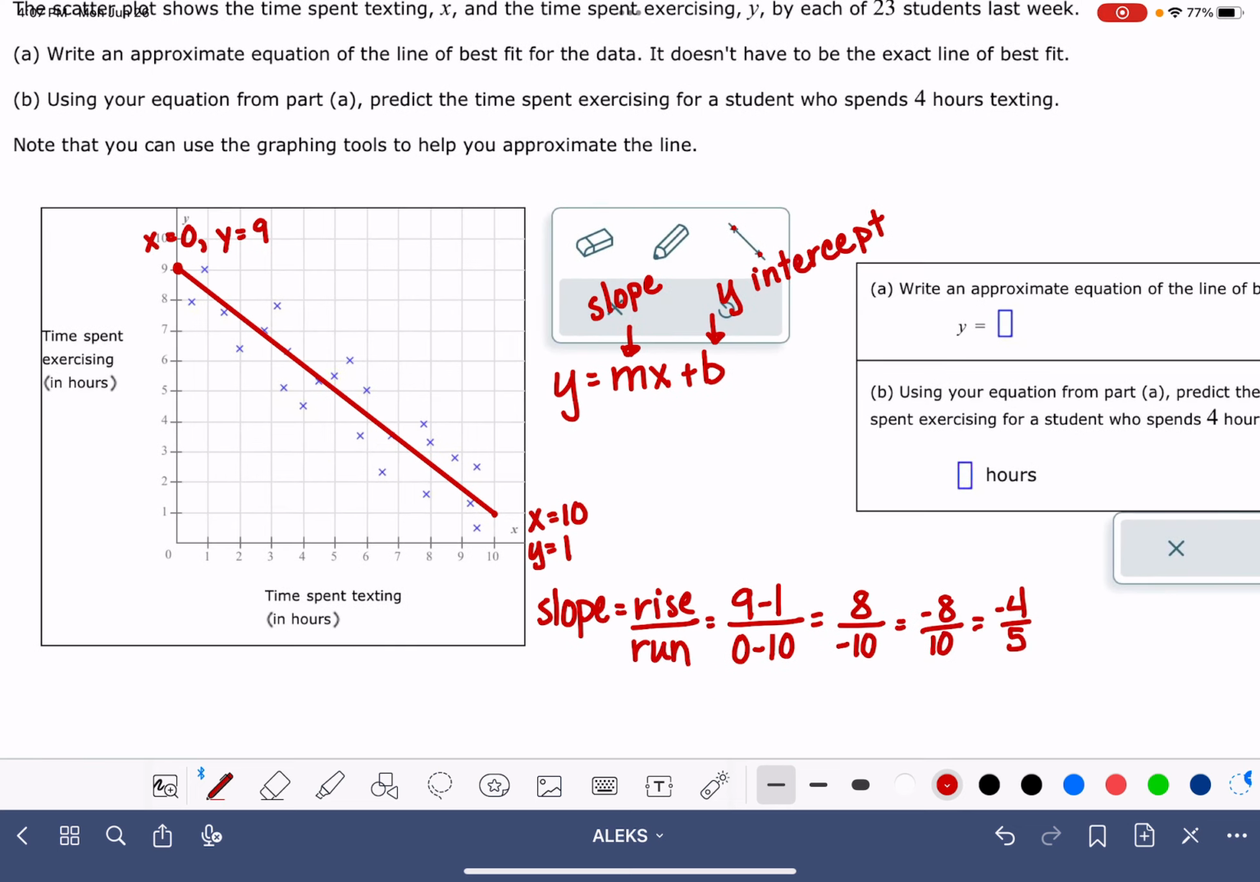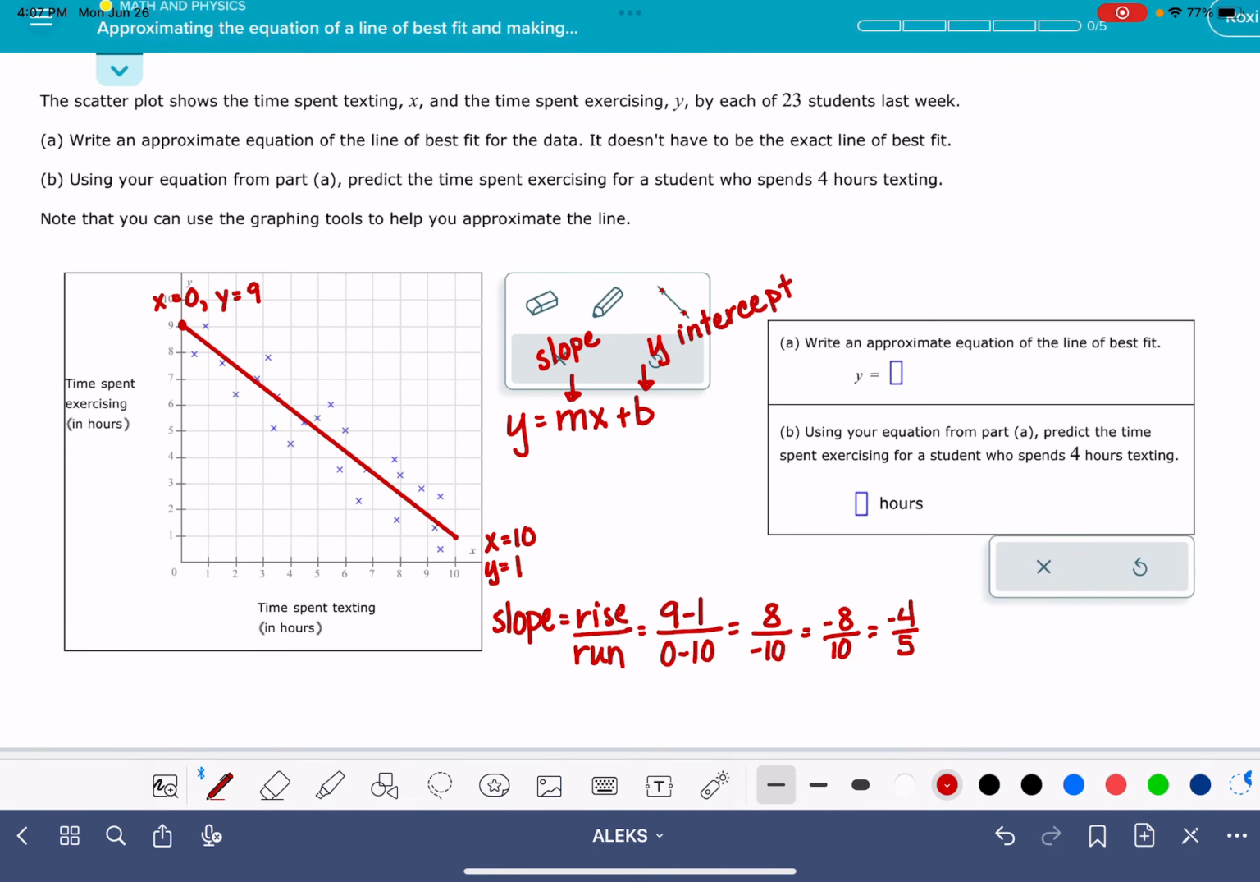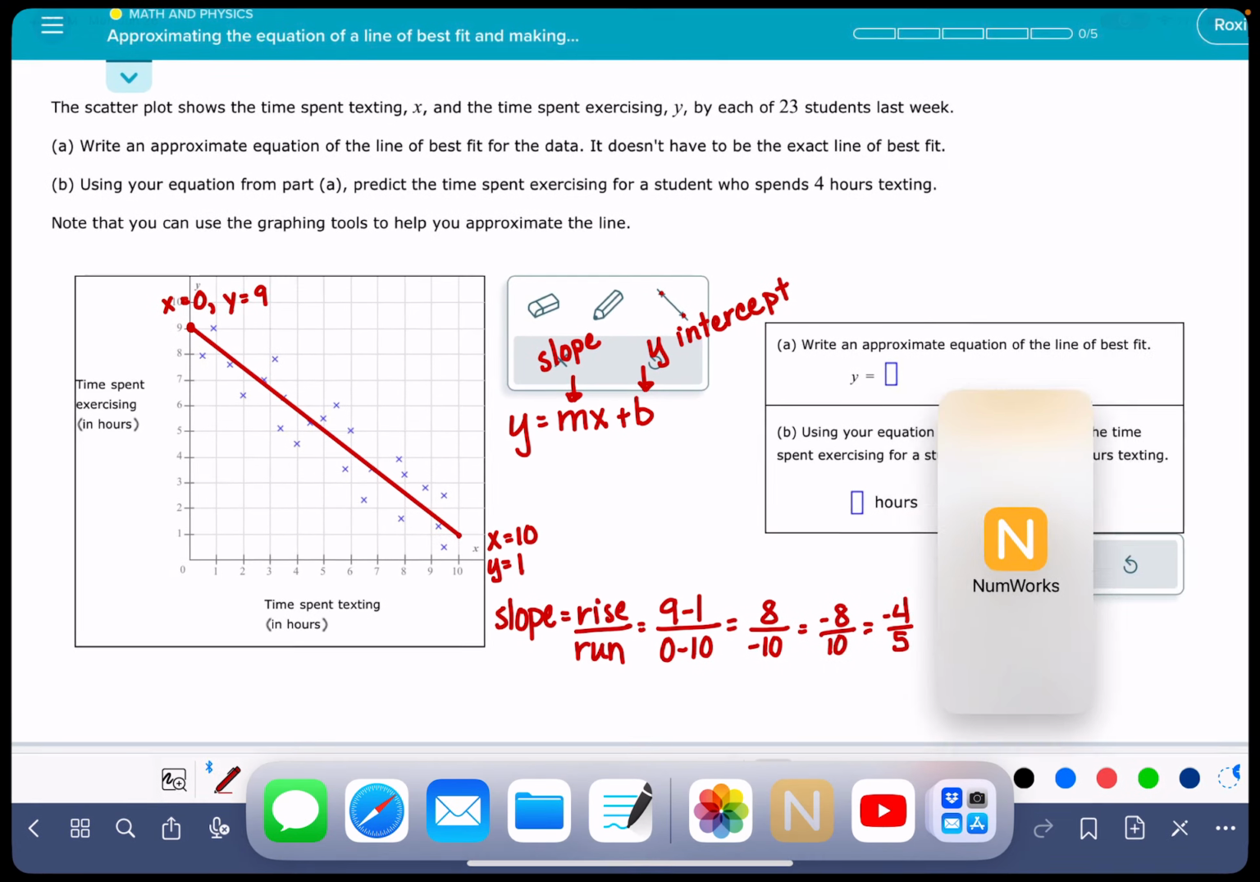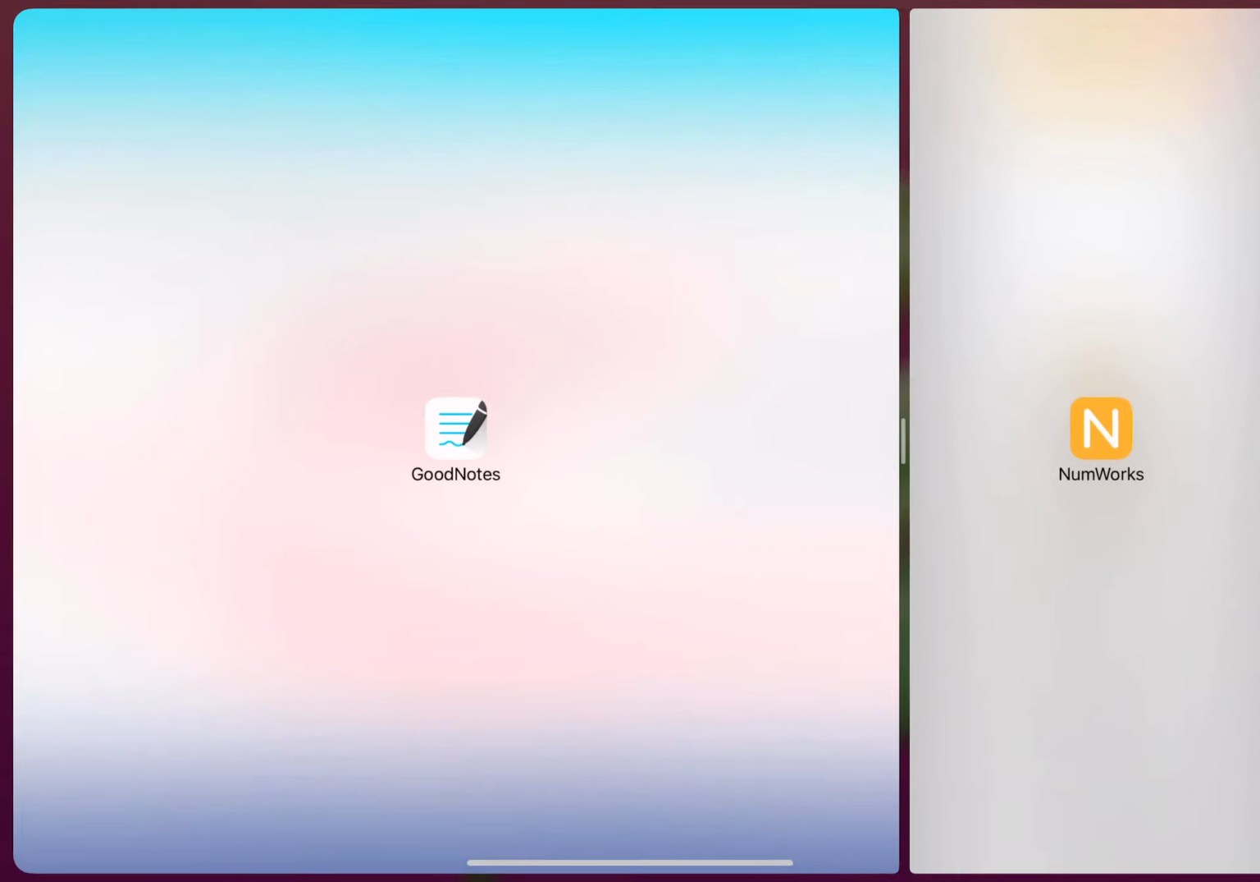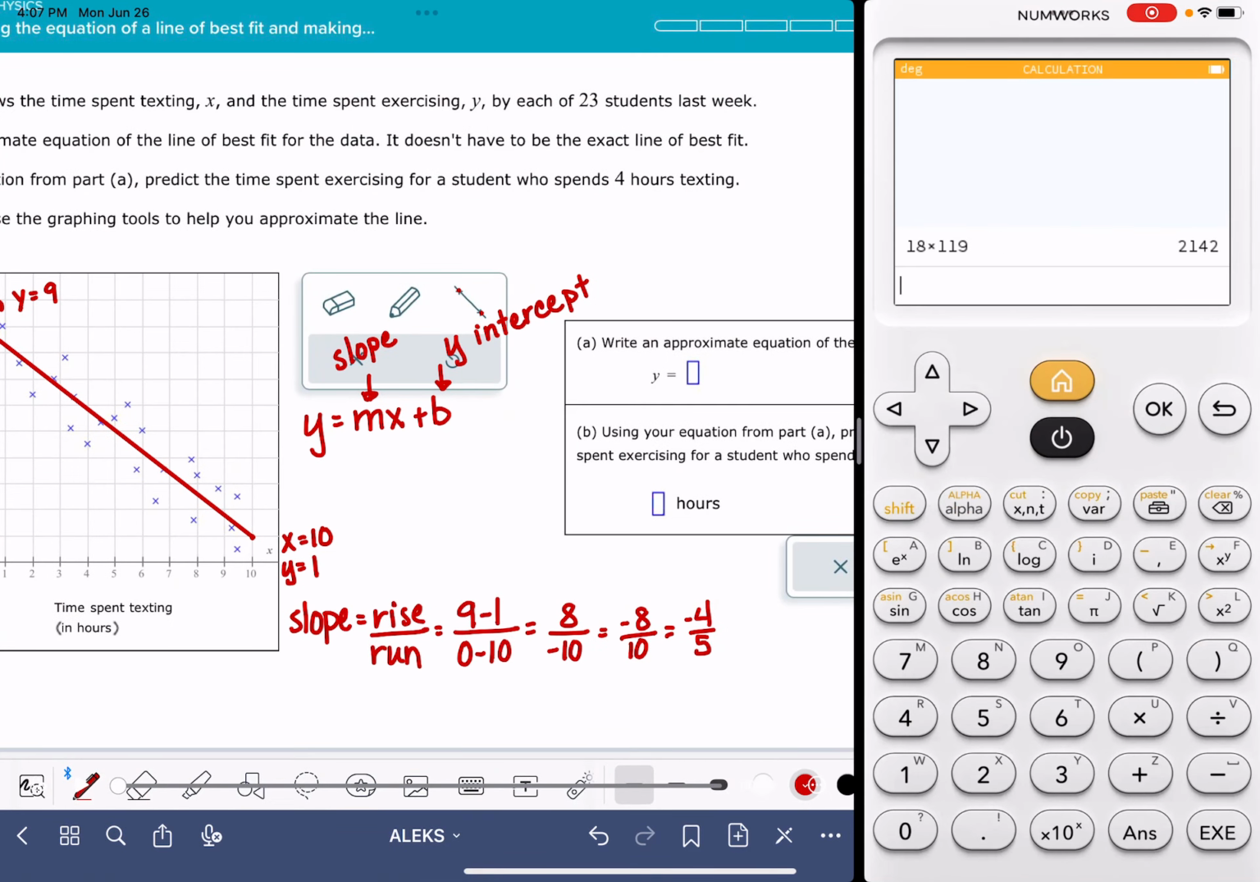And ALEKS does want this in decimal form. So even though we all know that's 0.8, we're going to pull the calculator up anyway so we can do the math on that, just so we can see. 4 divided by 5 is 0.8, negative 0.8. That is my slope.